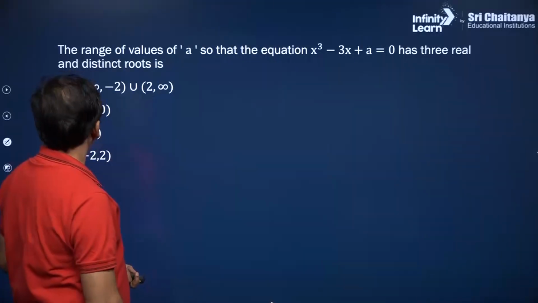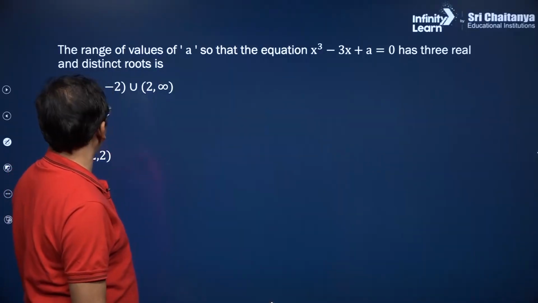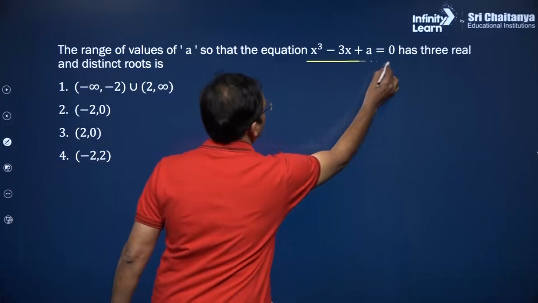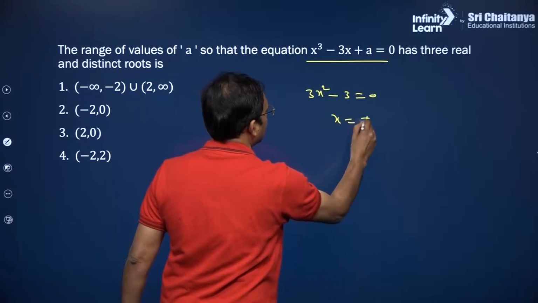Okay. Next, the range of values of a so that the equation has 3 real and distinct roots. You see, my dear friends, its derivative is 3x square minus 3 equal to 0, x is plus or minus 1.